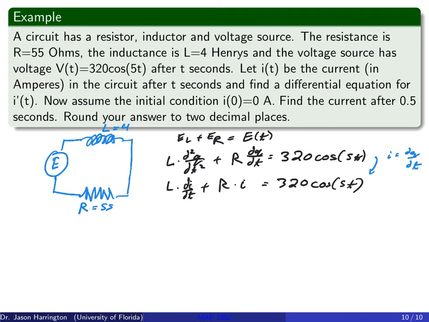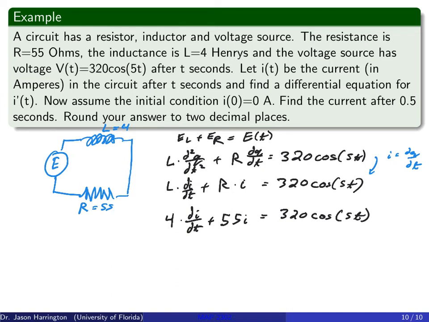Now that's of course linear, so let's go ahead and work this one out. Well, before I do, let's put in all the numbers that we have. So we have 4 times dI/dt plus our resistance, which is 55 I, is equal to 320 cosine of 5t. So that's our ODE. And that's the one I want to solve.